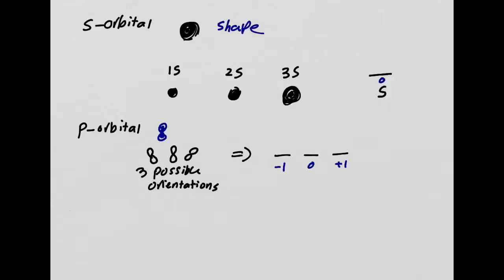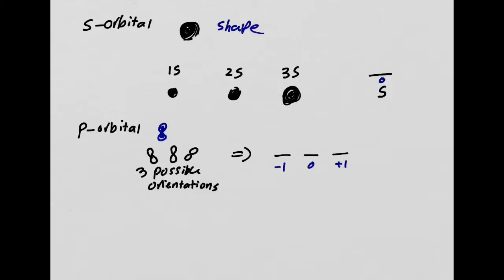And it keeps going on for D. D gets crazy. I'm not even going to try to draw it out. And F even gets crazier than that. So again, the L is the shape and then the M sub L is the orientation. Look at your textbook also to look at some of these shapes.